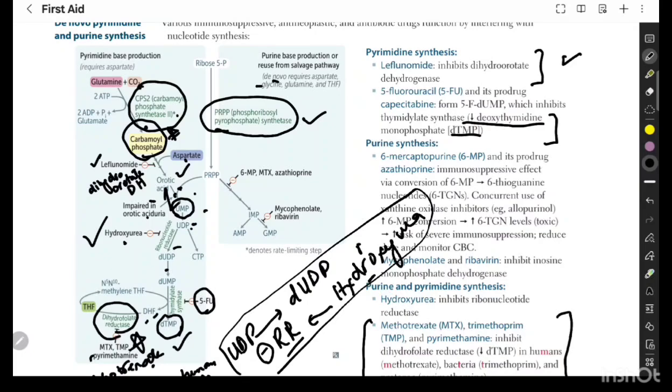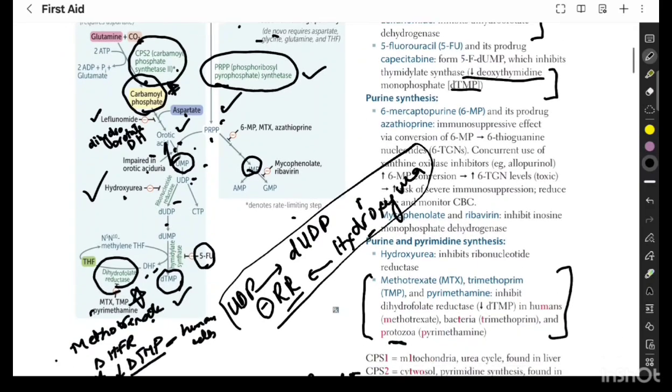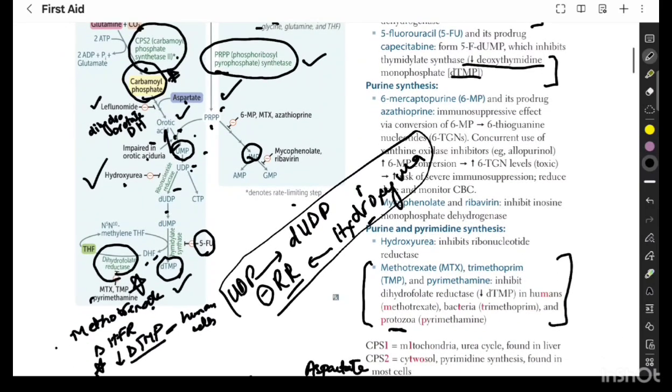Then we have the purine synthesis. If we start over here, from ribose, phosphoribosyl pyrophosphate, PRPP, is formed, and then it is converted into IMP. This has a lot of steps, but this is all we need to know. 6-mercaptopurine, methotrexate, and azathioprine are some drugs you need to know. These block the conversion of PRPP to IMP.